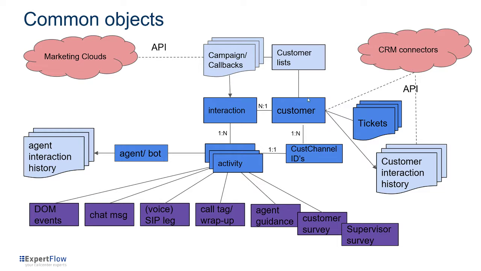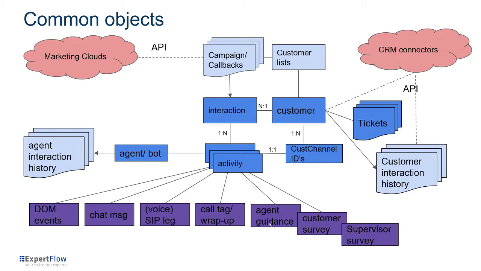Again, you have a customer. A customer can have many interactions. One interaction can contain many activities, and an activity can be something like one chat message. You can have one or multiple call legs in a phone call, for example one towards the agent, one towards the supervisor. If you have a conference call with multiple parties, you would have multiple SIP legs. You can have call tags and wrap-up codes.